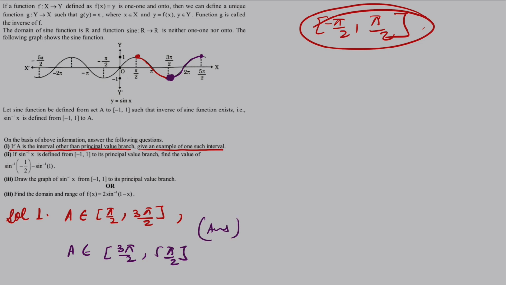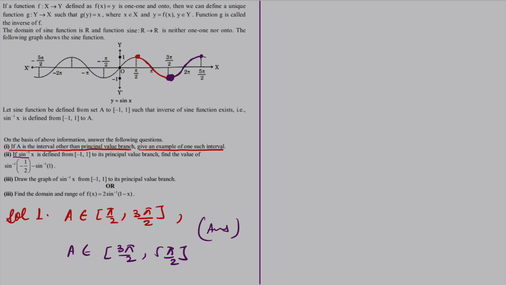This is the answer. Next it is saying: if sine inverse x is defined from -1 to 1 to its principal value branch, find the value of sine inverse of -1 by 2 minus sine inverse of 1. Here it is saying that the range of the function is equal to minus pi by 2 to pi by 2.